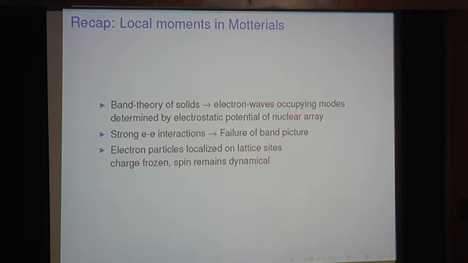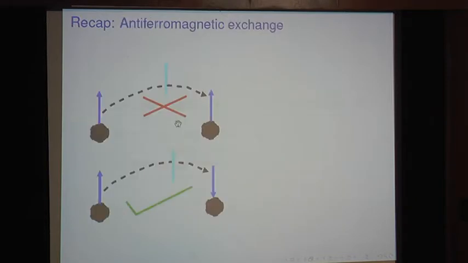And when that happens, the only degree of freedom that remains is the spin, and that is where all your spin models come from, right. So, the charge degree of freedom is not completely frozen, of course. In quantum mechanics, you can always have virtual fluctuations.